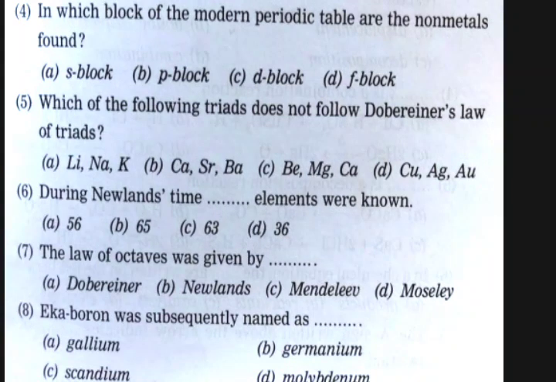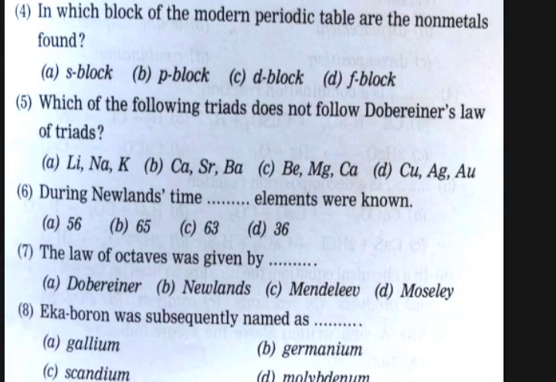Now if you see the first option, lithium, sodium, potassium, these obey the Dobereiner's triad. And the second option, calcium, strontium and barium, also obeys the Dobereiner's law of triad. And the third option, beryllium, magnesium and calcium, also obeys the Dobereiner's triad. So option D, that is copper, silver and gold, does not obey the Dobereiner's triad, so your answer will be option D, which will not follow the Dobereiner's law of triad.